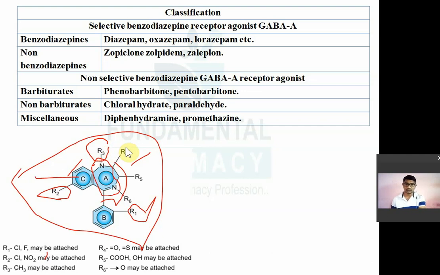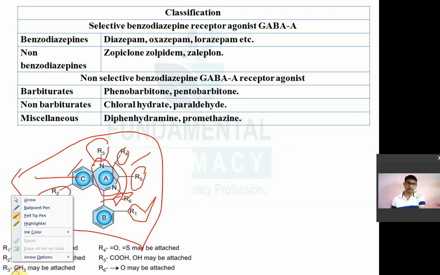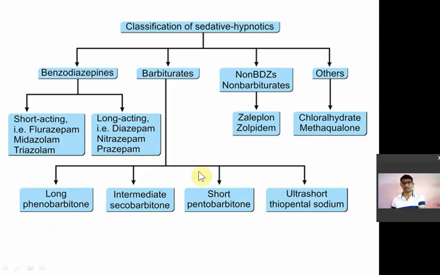At the R4 position it may be either oxygen or sulfur. At R5 most of the time it is empty, but in some molecules it is a hydroxyl group or acid group. So if you want to design any kind of product, you can add an acid group over here. Then at R6 it may be oxygen. These are just the structural aspects of benzodiazepine. We will see it again in medicinal chemistry.